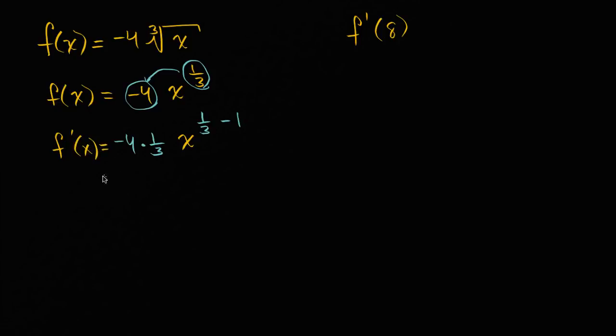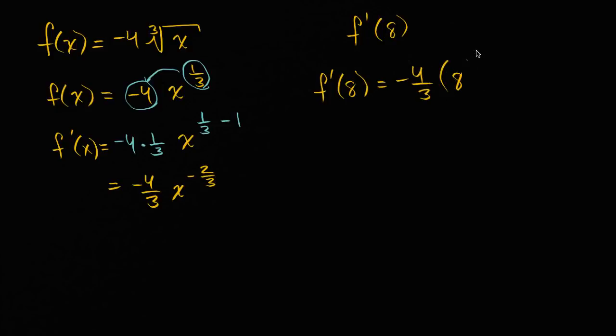And so now we just have to simplify it. This is equal to negative 4/3 times x to the 1/3 minus 1, which is negative 2/3 power. And so if we want to evaluate f prime of 8, f prime of 8 is equal to negative 4/3 times 8 to the negative 2/3 power.